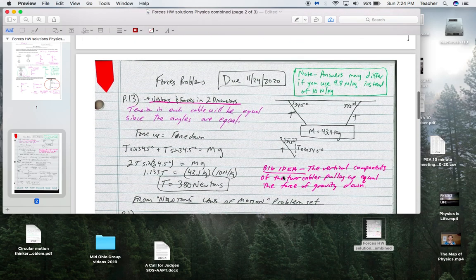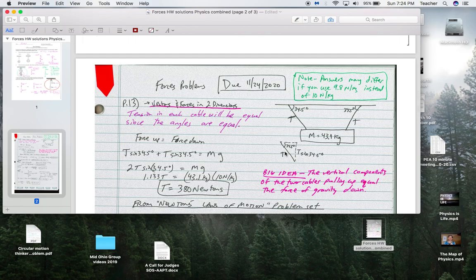For problem 13, which is at the top of the ones from Physics Classroom, what we end up finding is the diagram has two ropes, similar to something we've seen before with free body diagrams, and they're both acting at the same angle, 34.5 degrees from the horizontal. So the key thing here is that since they're the same angle, the tension in each rope would be the same. Force up is equal to force downward.